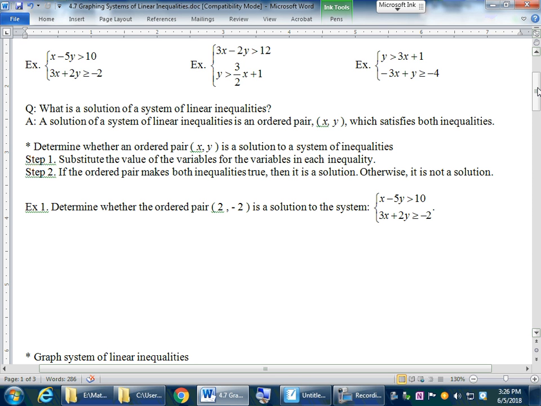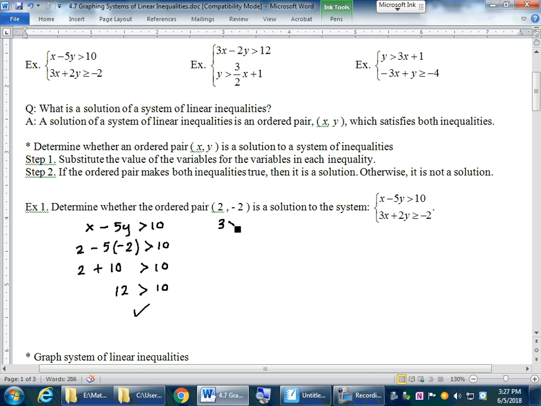So we're going to have to substitute into the inequality and test it. The first one is x minus 5y is greater than 10. When I substitute 2 for x and negative 2 for y and test it, this gives us 2 plus 10 is greater than 10, which is 12 is greater than 10. So it's satisfied for the first inequality. Now I need to continue testing.